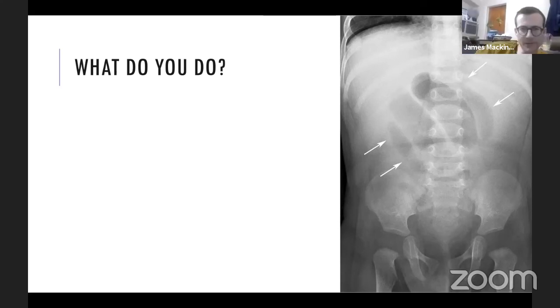Am I thinking the first line investigation would be an ultrasound though for intussusception? Yeah, definitely. So the reason why I put an X-ray on there is because if I had a child who was peritonitic, I might think about an X-ray just for perforation. Yep. But definitely an ultrasound for intussusception is great.